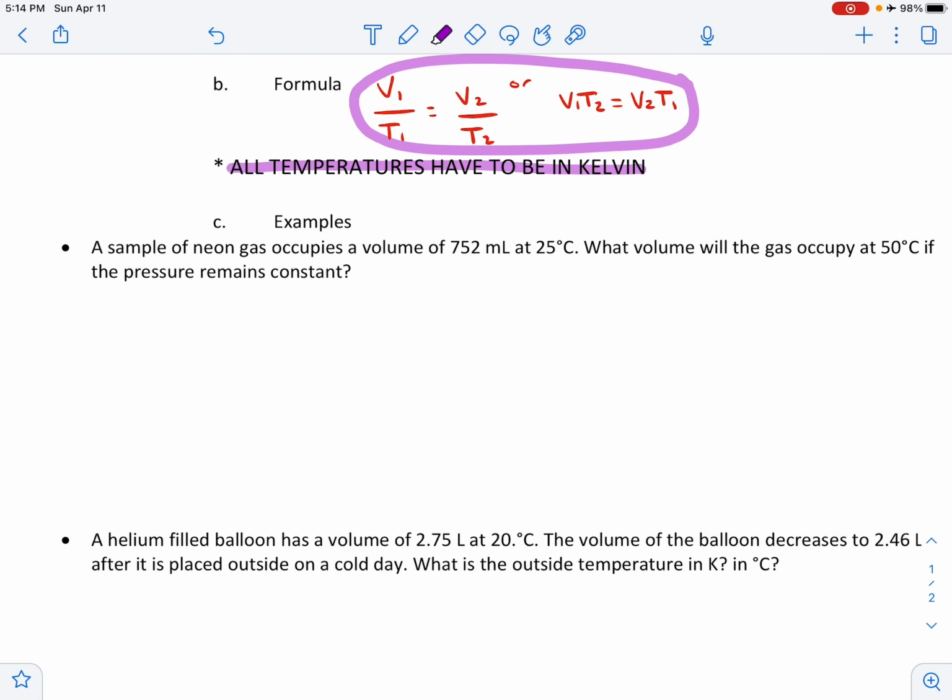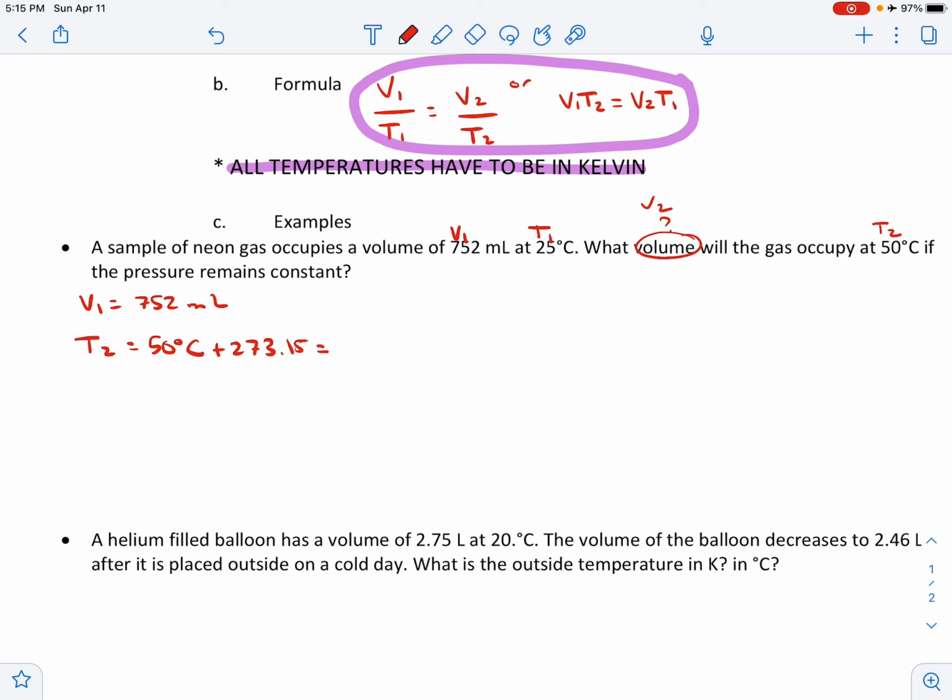Let's look at this first one. A sample of neon gas occupies a volume V1 at 25 degrees C, that's T1. What volume, that's what we're looking for, the question mark V2, will it occupy at 50 degrees C? This is T2. Just like I did with the Boyle's law notes, I'm going to write out to the side what I know. V1 is equal to 752 milliliters. And I'm going to put T2 right here so I put it in the right order. T2 is my 50 degrees Celsius, but remember, we need to change that to Kelvin. So I'm going to add 273 to it.